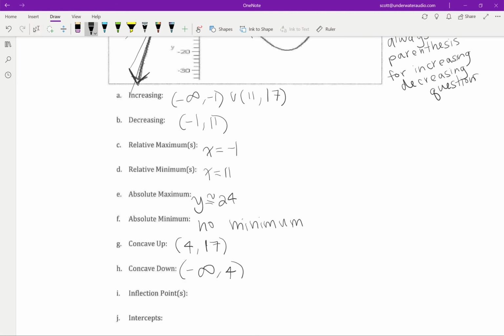So then that actually tells me what my inflection points are. Inflection is where it changes from concave up to concave down. So that happens at x equals 4.